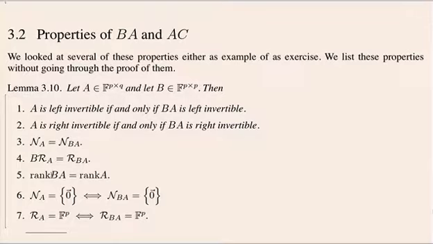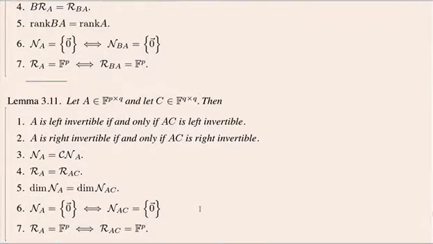The rank of BA equals the rank of A. The null space of A equals 0 if and only if the null space of BA equals the 0 vector, and the range of A equals the F^P vector space if and only if the range of BA equals the F^P vector space. You also have lemma 3.11.